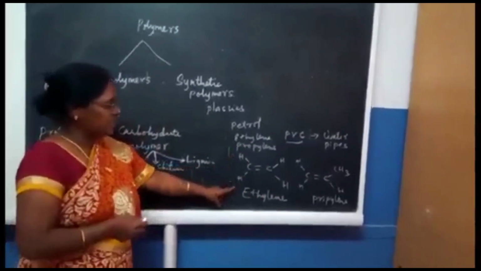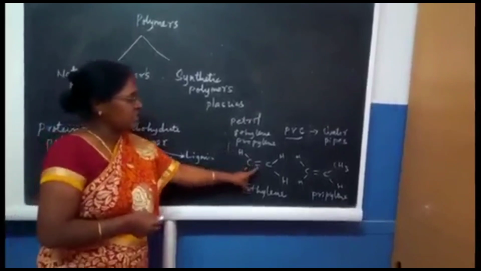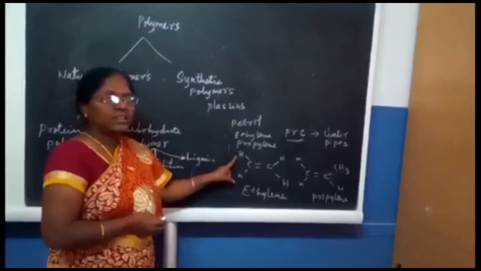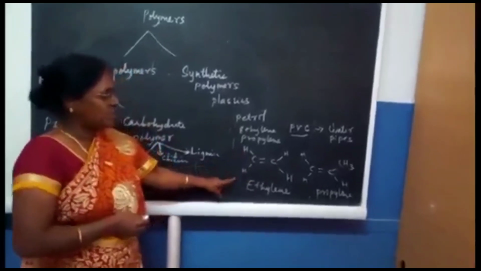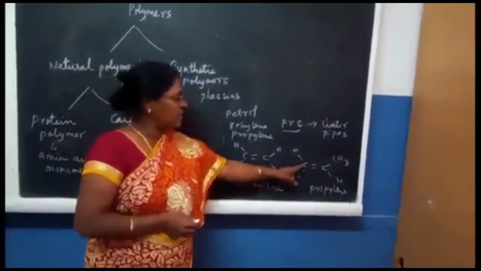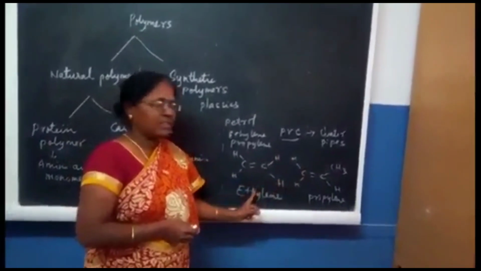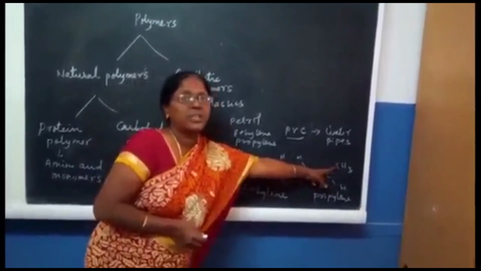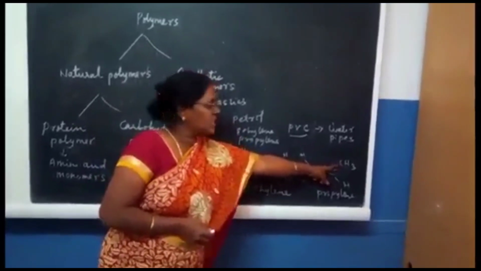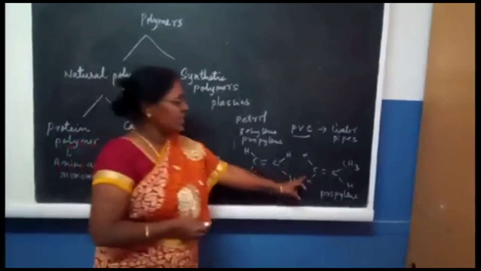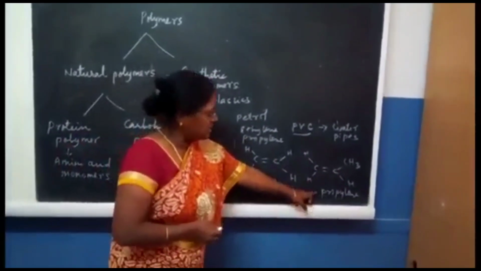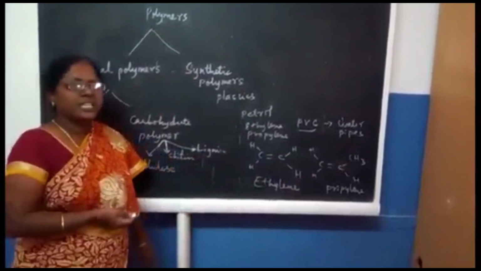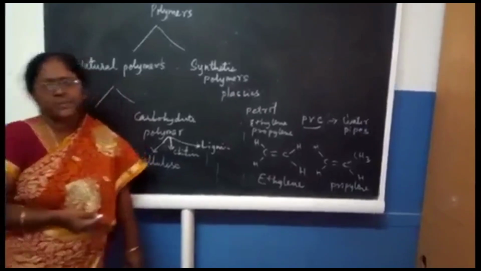Next comes the ethylene structure. This is C double bond C, with one H here, another H here, and the last H here. So this is the structure of ethylene. Next, with the ethylene structure, instead of one H here, you introduce a methyl group. That methyl group is called CH3. So you will get the propylene structure. These two are used to prepare different types of plastics.